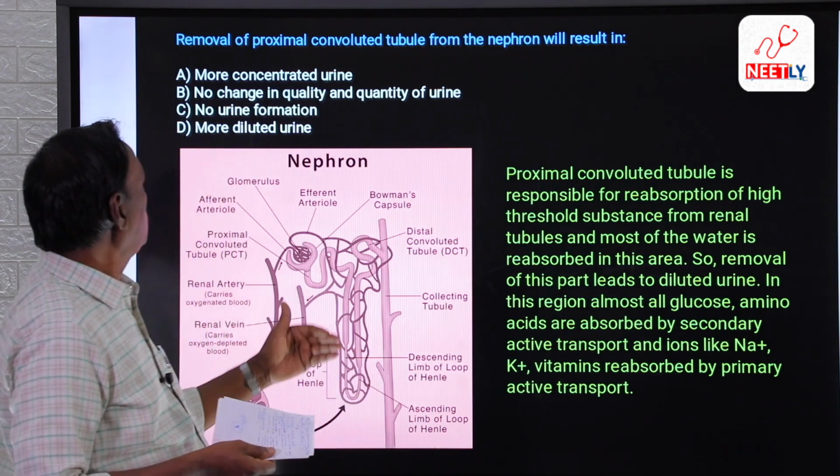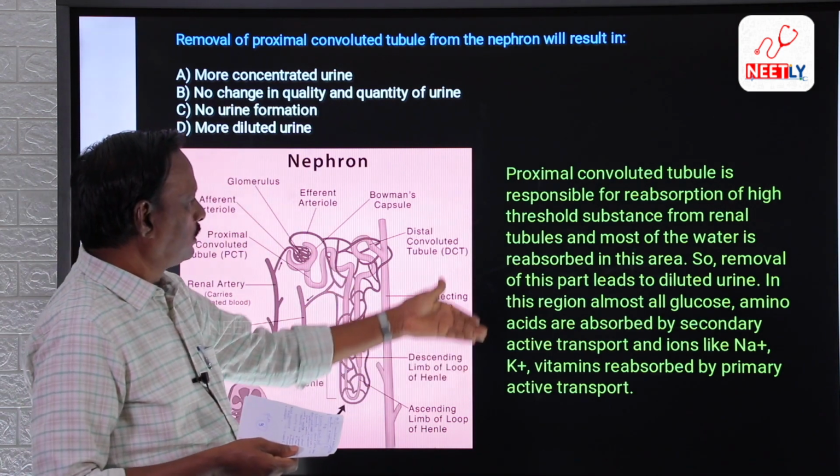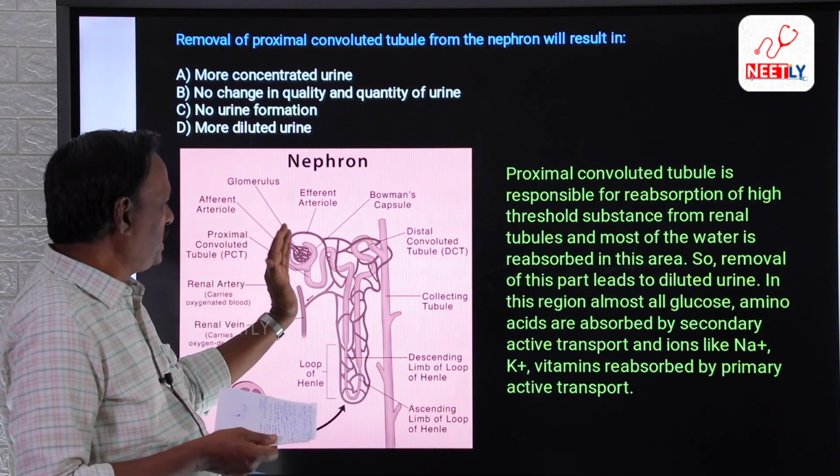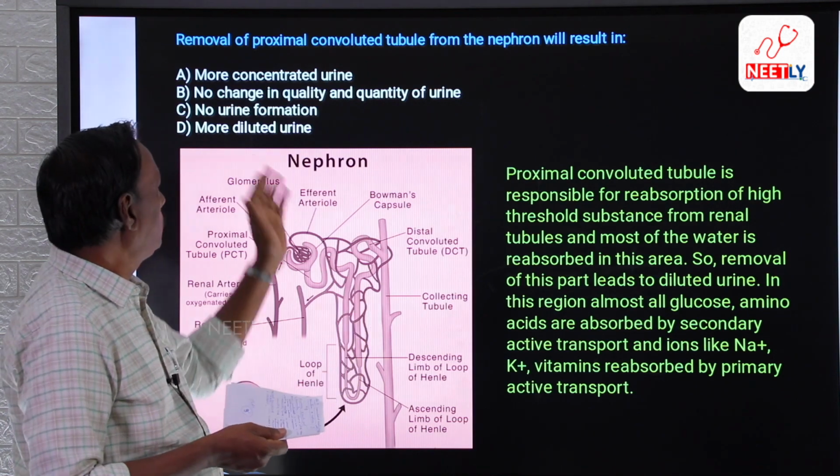So like this, you have to identify what is the function of each part of the nephron. Then only you can answer this.